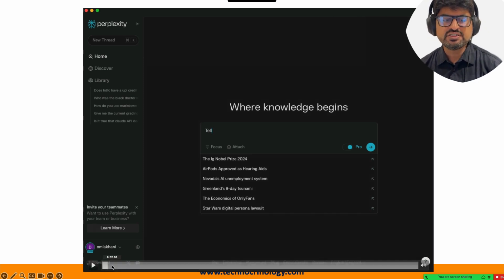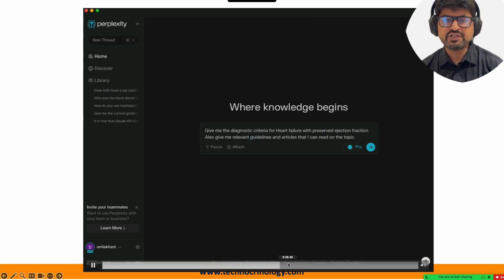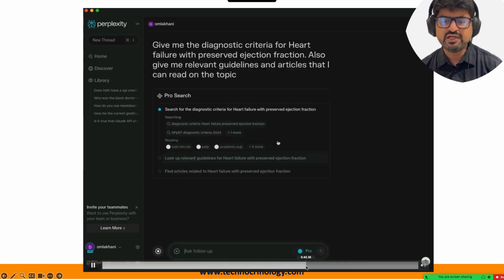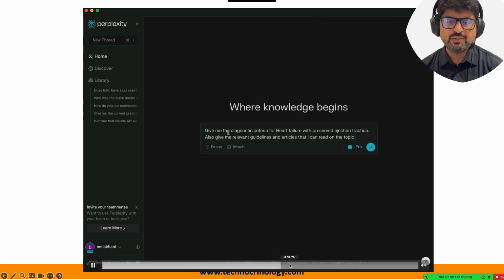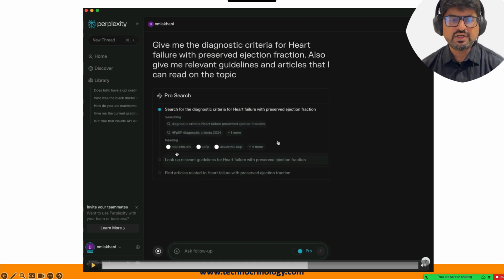So here I just put this prompt over here. Give me the diagnostic criteria for heart failure with preserved ejection fraction. Also give relevant guidelines and articles that I can read on the topic. Then I click on search. Right now I'm using Pro Search, so you can see how it goes in terms of searching. What it's doing is, you can see the internal system on it. Search for the diagnostic criteria of heart failure. So first it is searching.